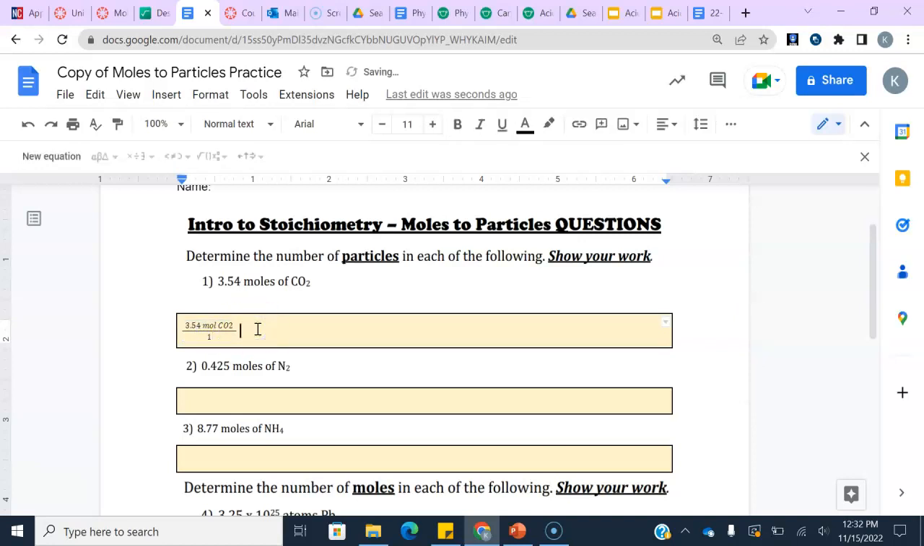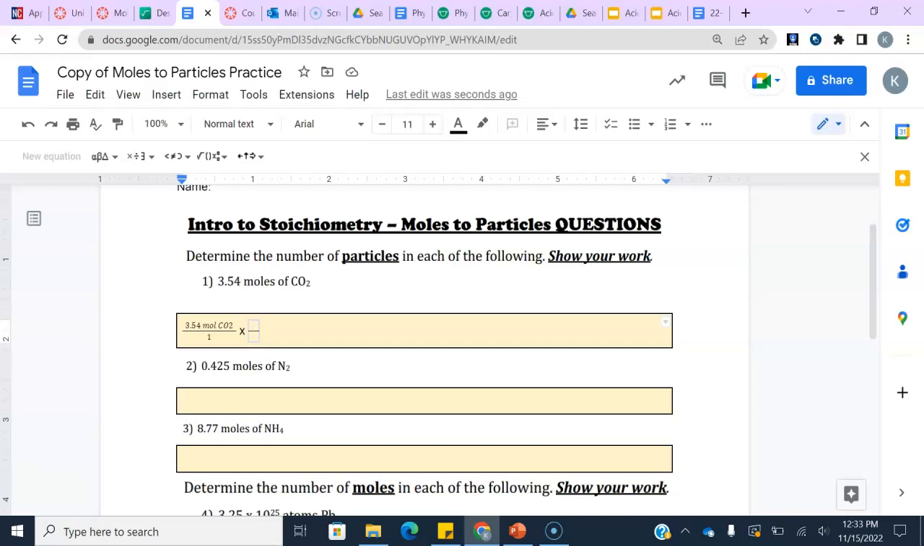All right, now I have to do my conversion factor. So I know I'm going to multiply this by a conversion factor. Okay, so I'm going to go to New Equation, and I'm going to get another fraction. Now remember, our conversion factor for all of these is 1 mole is equal to 6.022 times 10 to the 23rd. Okay, but we have to decide where moles and where particles go.